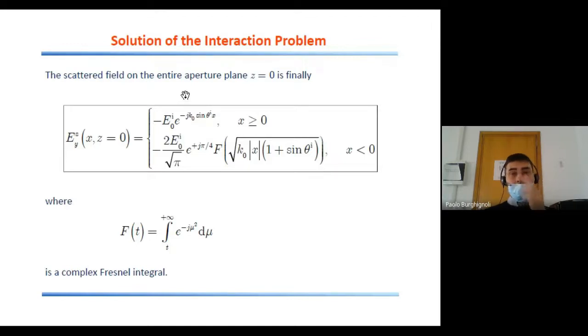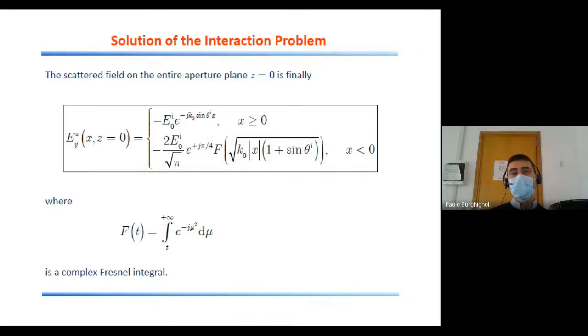The scattered field on the entire aperture plane, z = 0, will be equal to minus the incident field where we have the perfect conductor. So we have an exponential dependence when x is larger than or equal to 0. Whereas on the remaining part of the aperture plane, it is expressed in terms of a complex Fresnel integral, by means of the solution that we have just derived.